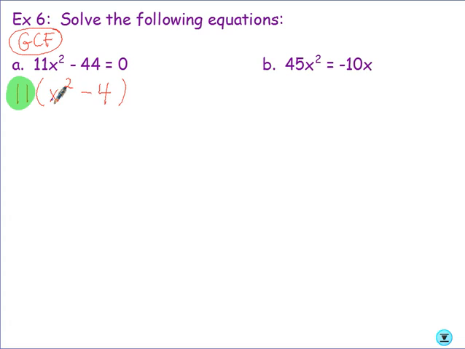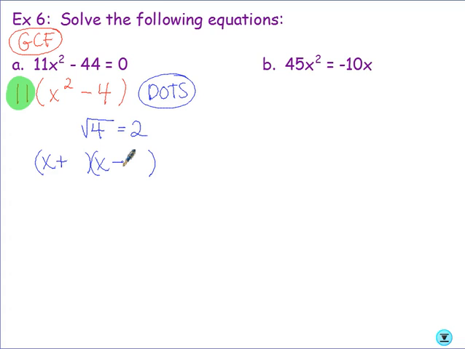This is now a dots problem. Dots problems, we need square roots. Well, what's the square root of 4? Hopefully everybody knows that is a 2. So if you remember from dots, we go straight to parentheses. We have x's. The trick with dots problems was there was always one positive, one negative. Always. The 2 goes in those two slots. Bring down the 11. Bring down the equal 0.